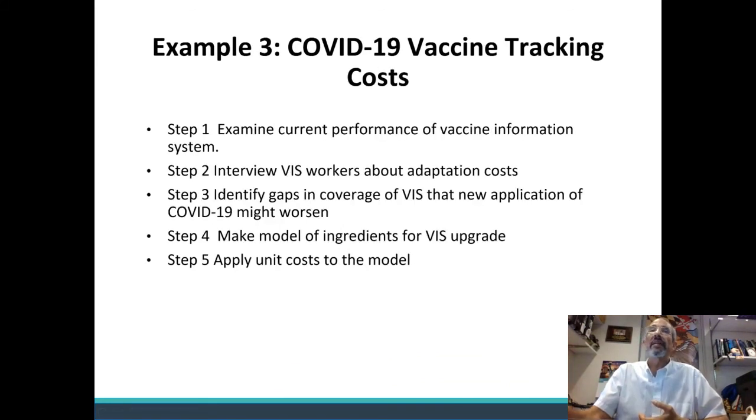Final example is adding COVID-19 to a vaccine information system. One would have to talk to the current vendors that are being used to maintain the vaccine information system. You would interview those VIS workers about VIS, meaning Vaccine Information System. You would ask them, what would it cost your software developers to add modules for COVID-19 vaccine tracking? What have been the current performance gaps that COVID-19 tracking might worsen? Are we getting missing data? And where are we getting missing data? How can we close those gaps in the vaccine information system? We could make a model of the ingredients required for this upgrade and then apply the unit cost to the model.